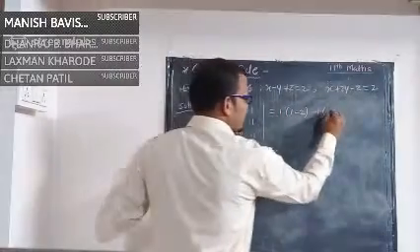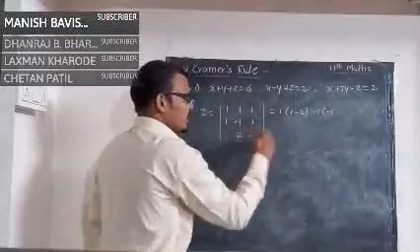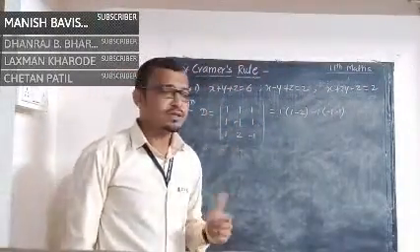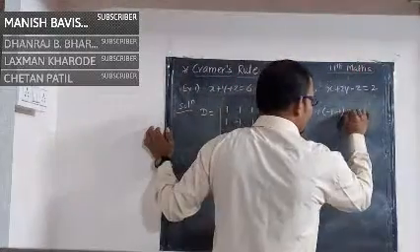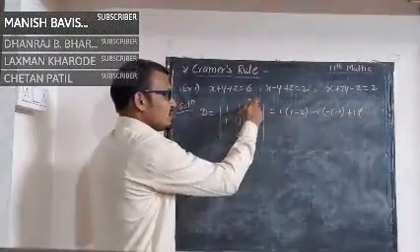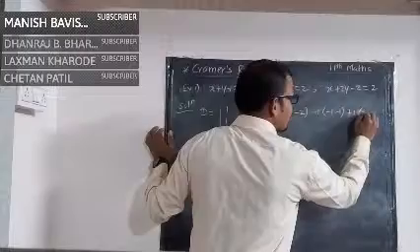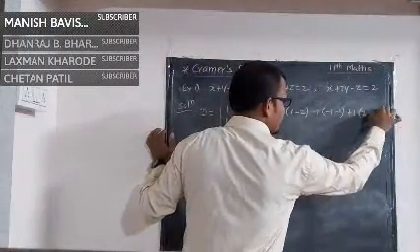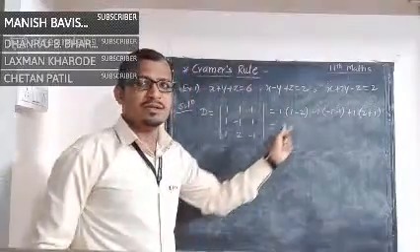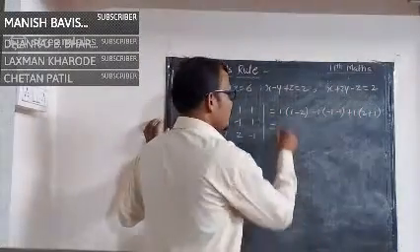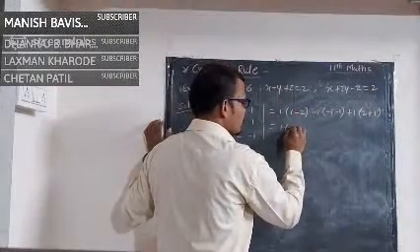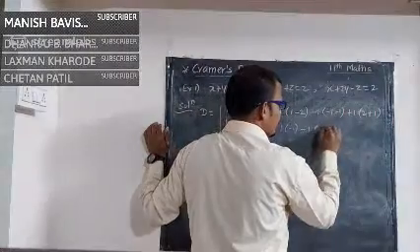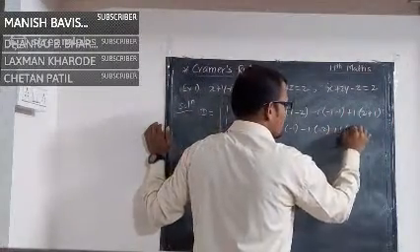So 1 into -1 is -1, 1 into 1 is -1. Okay, so this is our second value. And what is third? +1, 2 into 1 is 2 and minus into minus is +1. Now simplify this and you get the value of determinant d. 1 into 1 minus 2 is -1, -1 into -1 is -2, +1 into 3.